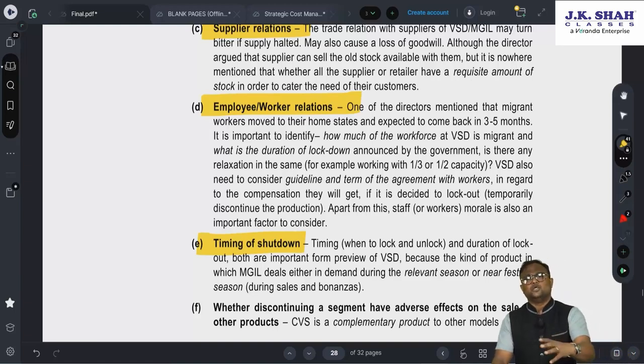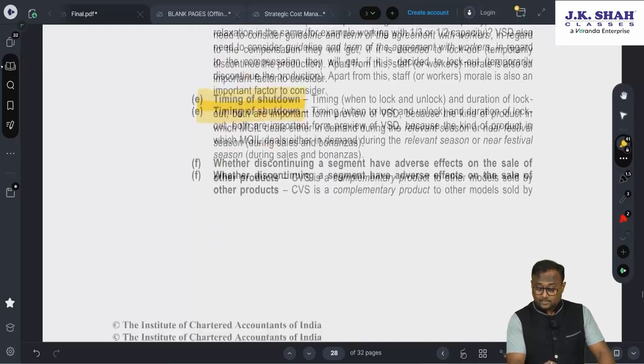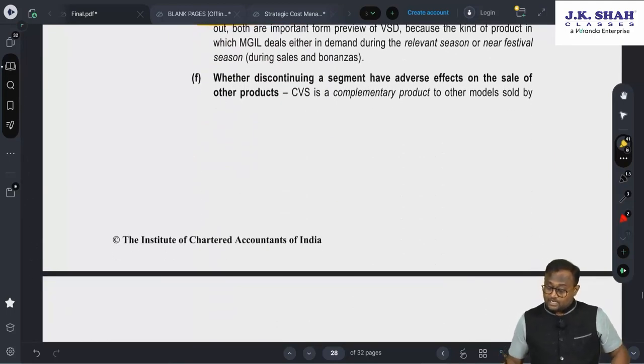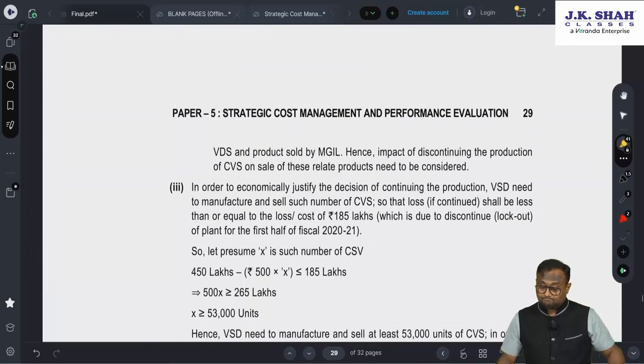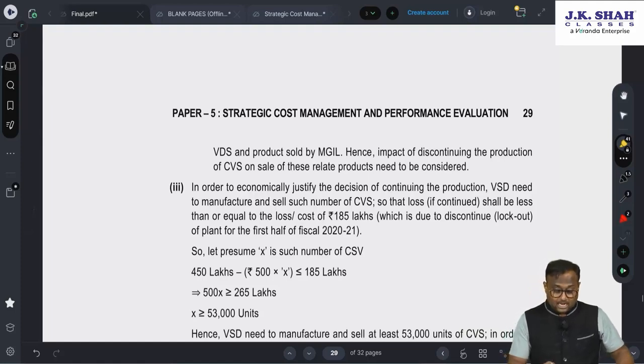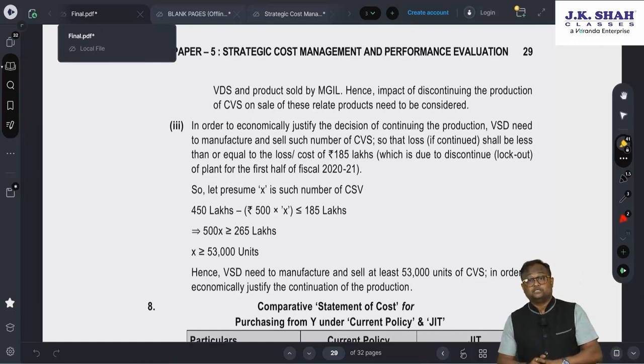Like if your product has a huge demand during Diwali, your calculation says shut down. If you shut down, probably you would have earned, you would have got more demand. That part you are completely neglecting. And finally, discontinuing a segment has an adverse effect on the sale of the product, because if you are selling these products, probably after-sale service will be in trouble, so people may not buy your product.